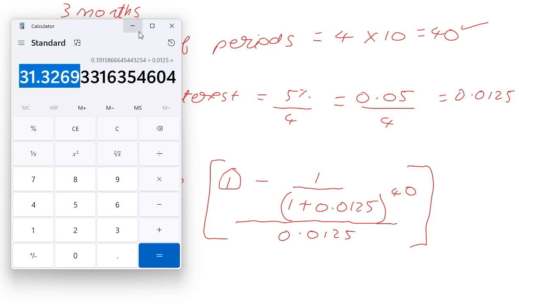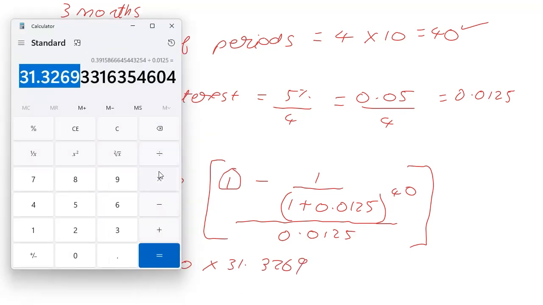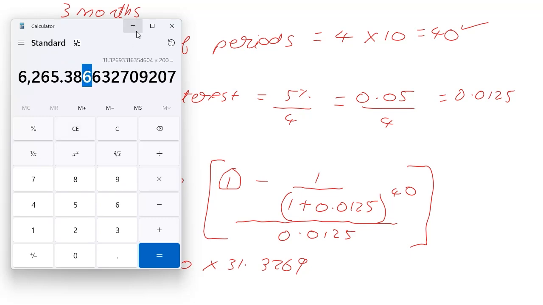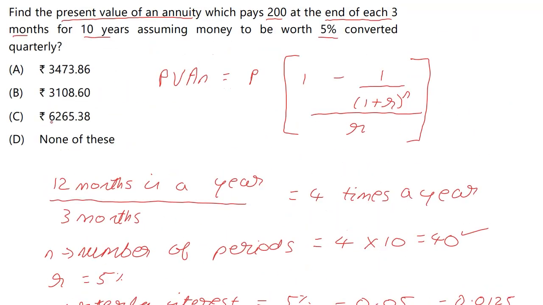31.3269. So I have 200 into 31.3269, which now I can multiply by 200. And that gives me 6265.39 because this rounds up to 9. So 6265.39, give or take. And I have 6265.38 as the closest answer.